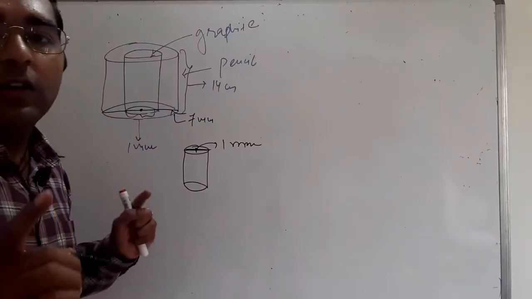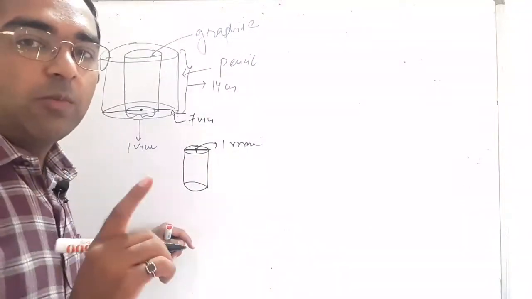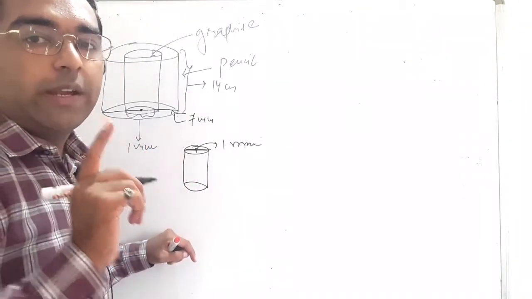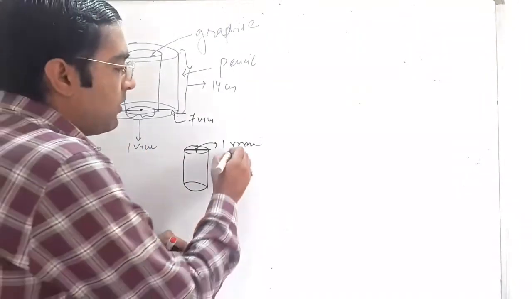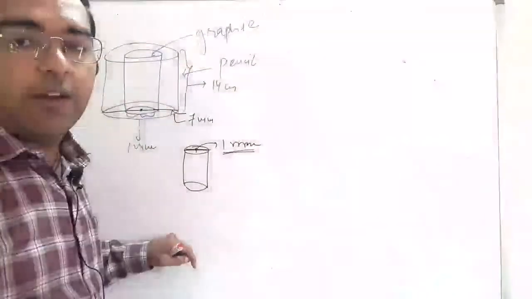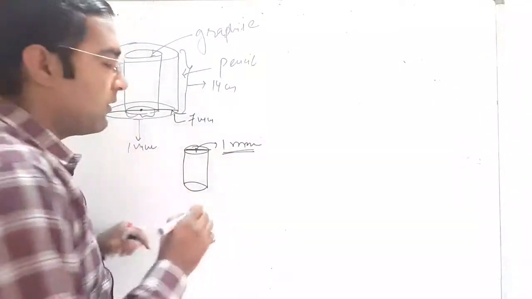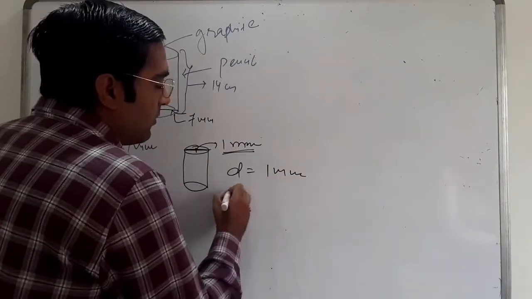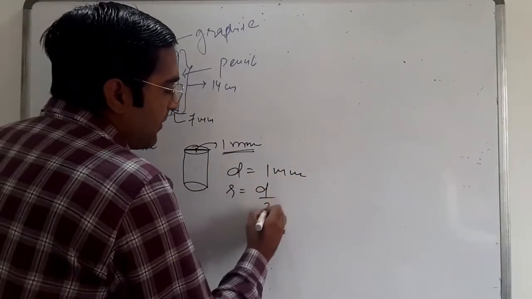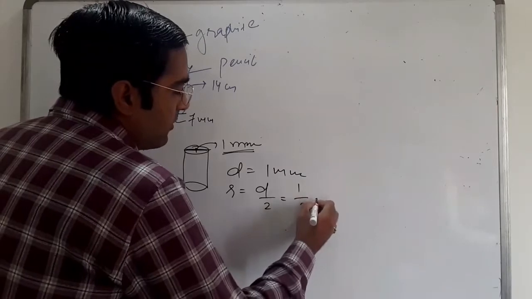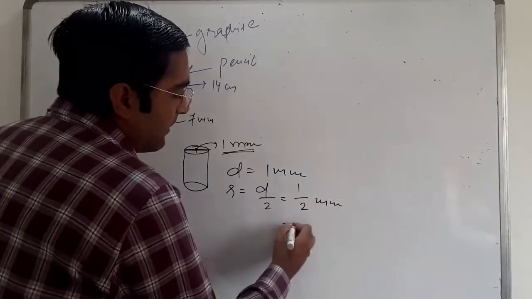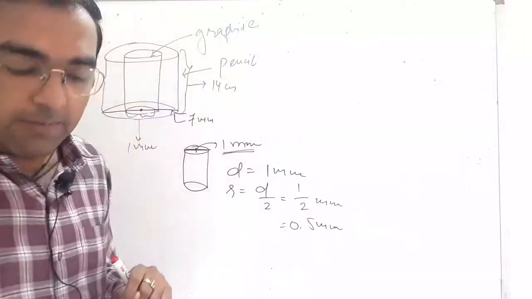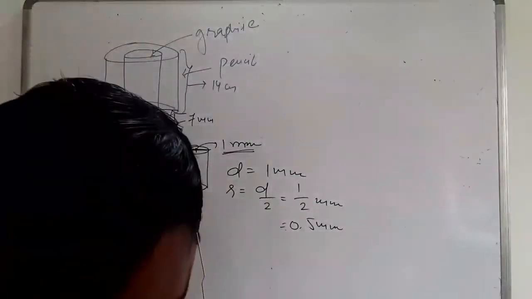If you want to find the volume of this cylinder, we must know the radius of the cylinder. So first of all I'll divide 1 mm by 2, because the diameter is equal to 1 mm. So radius is diameter divided by 2, that is 1 by 2 mm, that is 0.5 mm.